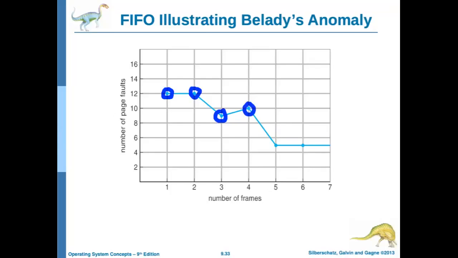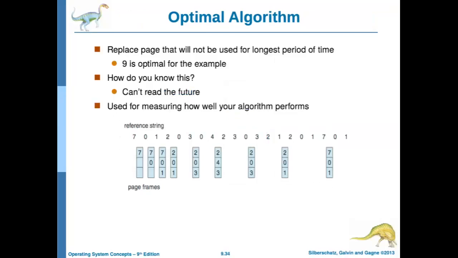Okay, that is called Belady's anomaly. What is Belady's anomaly? Increasing the number of frames, sometimes, I am saying sometimes, results in an increase in page faults. Okay, that was the FIFO algorithm. So I can say that was a problem with the FIFO algorithm.